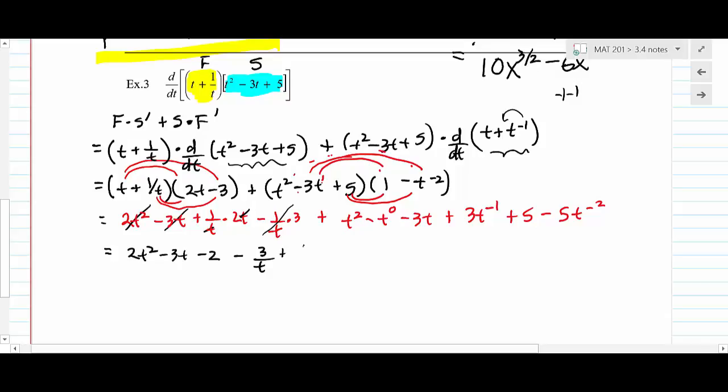The next thing I have is t squared. t to the 0 is 1. Then we have minus 3t. I'm going to go ahead and write this thing as plus 3 over t. It's just a good idea to write everything back with positive exponents, so I'm doing that. Now here I've got plus 5. And then here I'm going to write that as minus 5 over t to the second like that. Does that look okay?